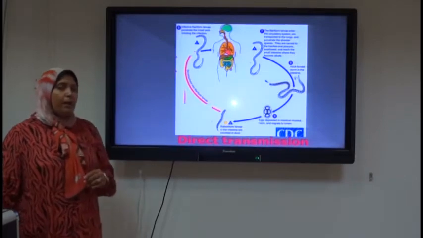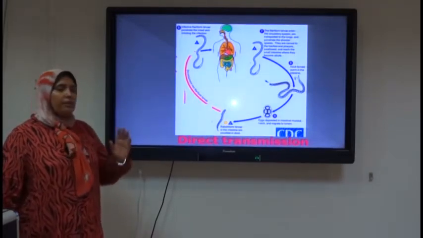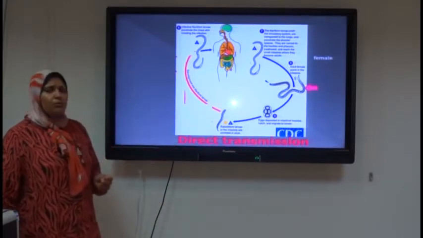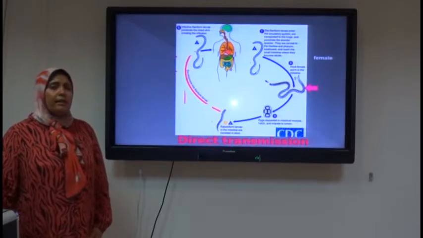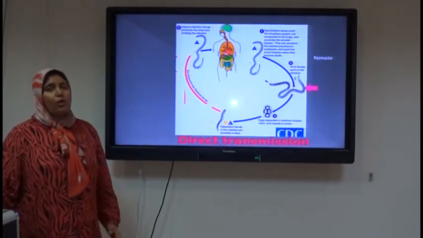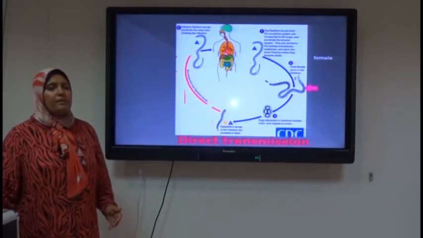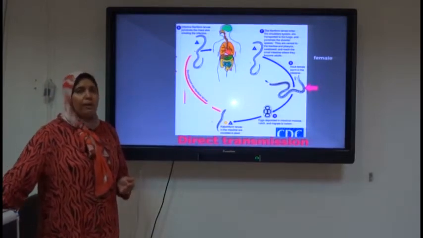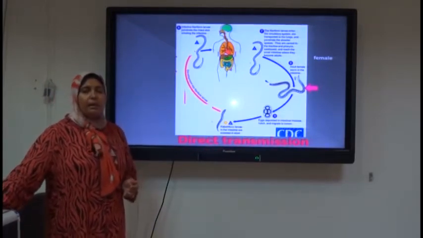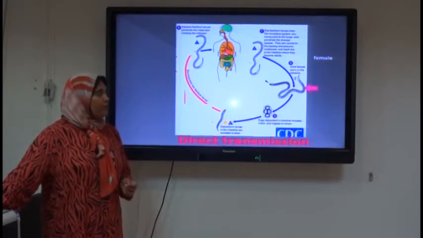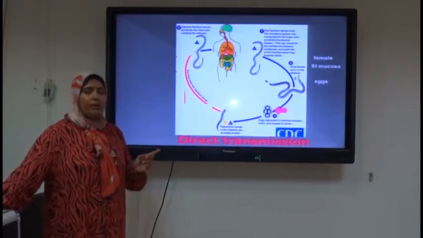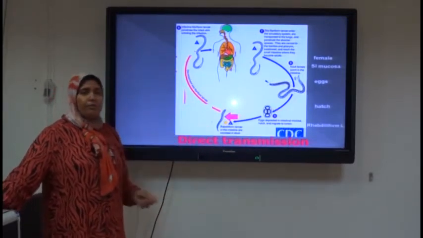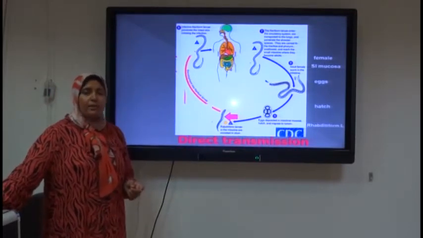Let's apply what we have just stressed on the life cycle of this worm. Starting with the direct transmission, as we said, the sexually mature adults inhabit the small intestine. So when we are asked where is the habitat of this worm, it is present in the small intestine of man. Where exactly? The female is deeply embedded within the mucosa of the small intestine. This fertilized female will start producing the eggs, and the eggs will hatch to give us the rhabditiform larvae. All of this will happen in the small intestine.